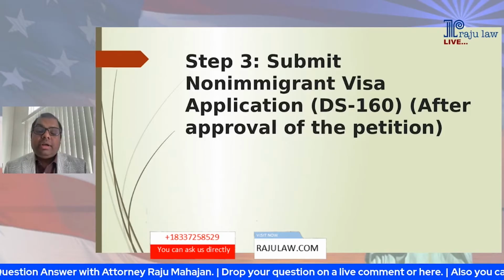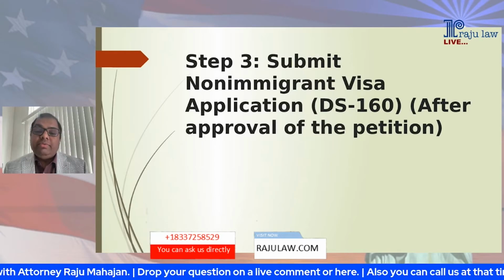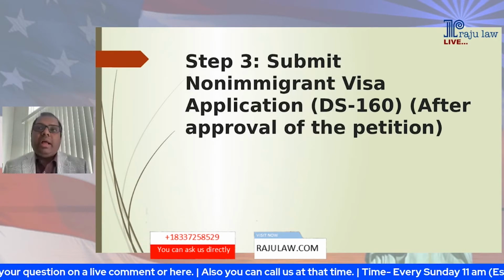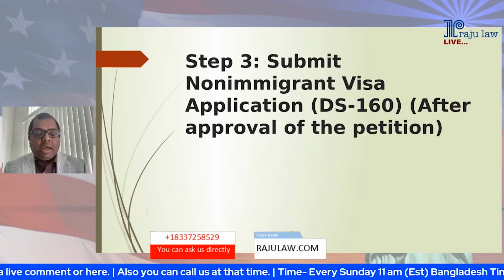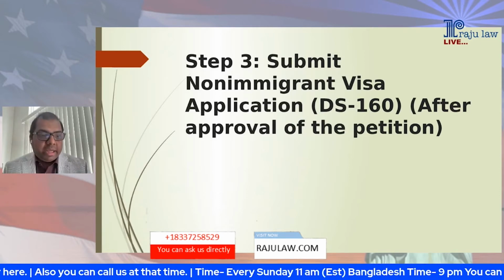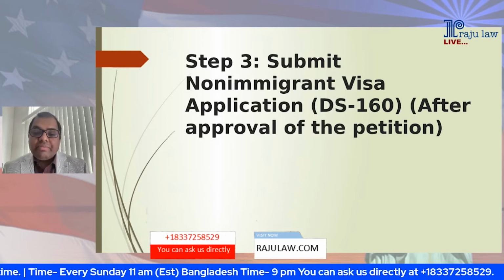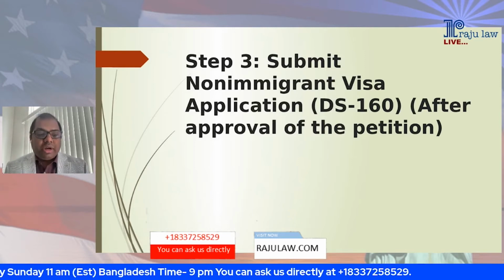It's up to you. All right, step 3 is to submit the non-immigrant visa application DS-160 after approval of the petition. I need to explain this. A lot of the time, people are already in America, let's say on a B1, B2 visa or F1 visa or another kind of visa. In that case, you do not need this third step.